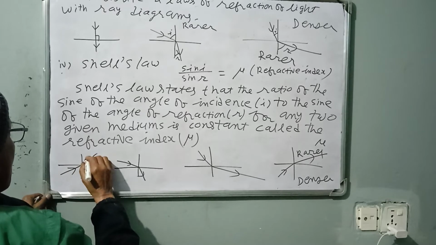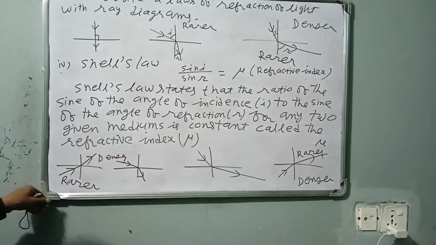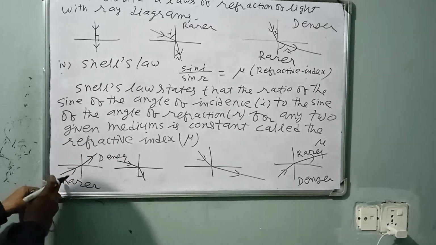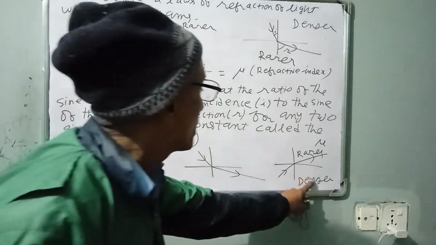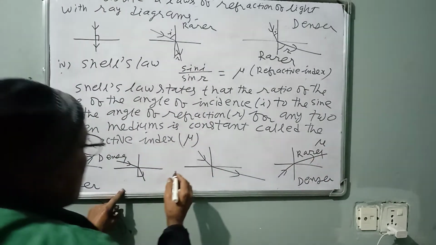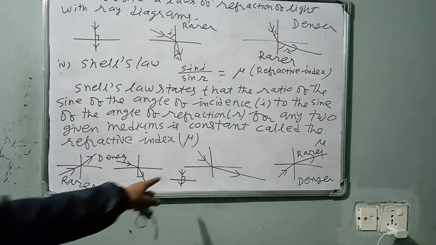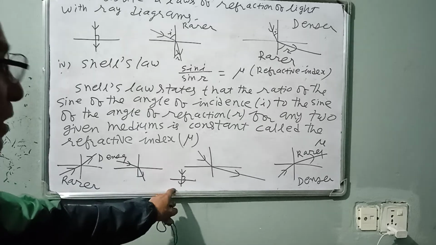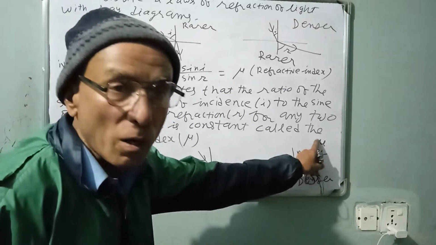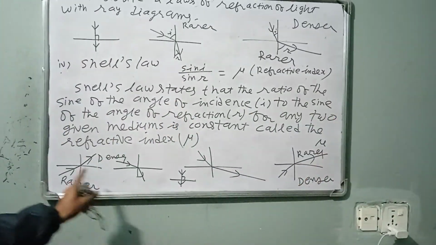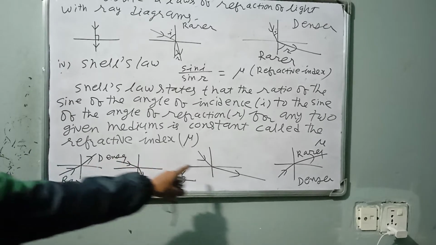Rarer to denser. Suppose it is a rarer medium; if it is a denser medium, the ray goes towards the normal. Rarer to denser, bent towards the normal; denser to rarer, away from the normal. When coming at 90 degree, it goes straight without bending. If a ray is incident at 90 degree, it is reflected at 90 degree. If a ray passes from denser to rarer medium, it is bent away. If a ray passes from rarer medium to a denser medium, it is bent towards the normal.